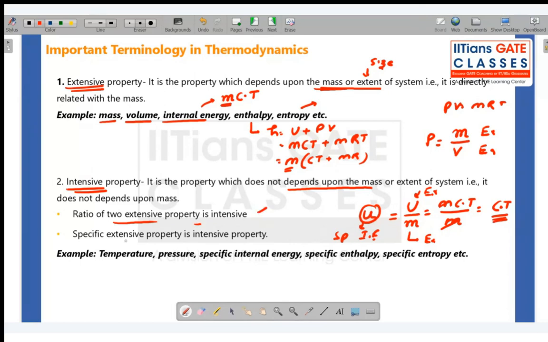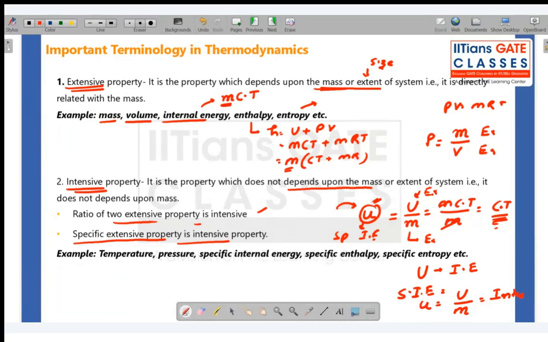Got it? So you can either say this, or you can also say a specific extensive property is an intensive property. So this is an example of specific. This is specific internal energy, and this is an intensive property. So you see, this is an extensive property, right? So I can say internal energy. Now, if I say specific internal energy, small u is equal to capital U by M, and this is an intensive property.